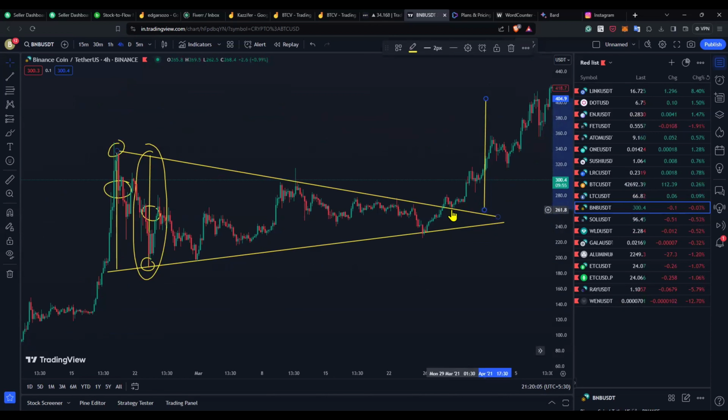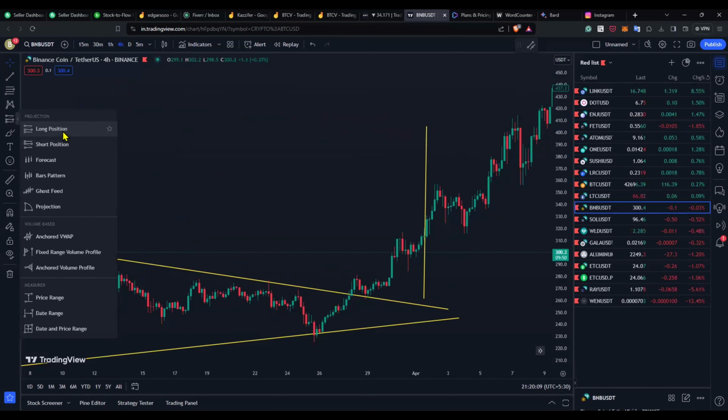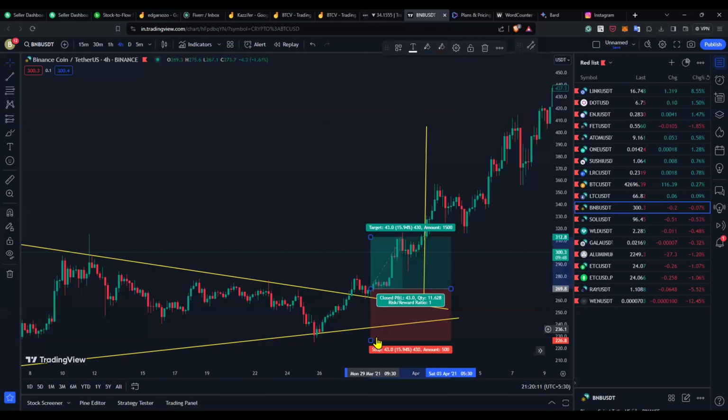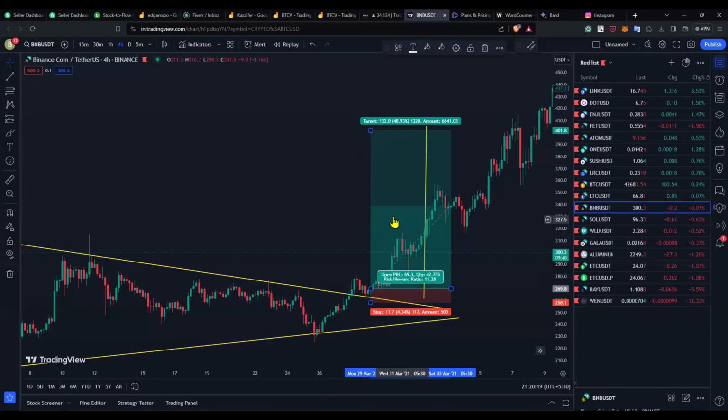What happened next? Clearly, now I know when to exit. So, boom. Stop loss less than 5%. Remember, the target area is this one. That's a very good trade, of course.